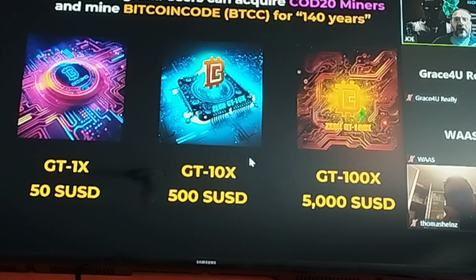And Bitcoin code is the re-release of Bitcoin. This is the second chance to be involved in Bitcoin, because Bitcoin code is an exact duplicate of Bitcoin with some very, very special changes. And that's the introduction of modern technology, 21st century technology.